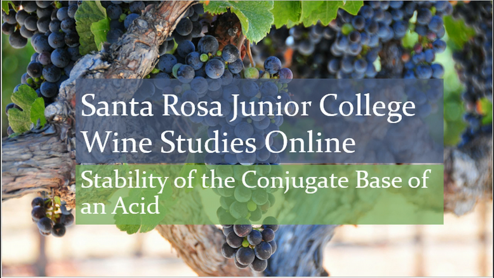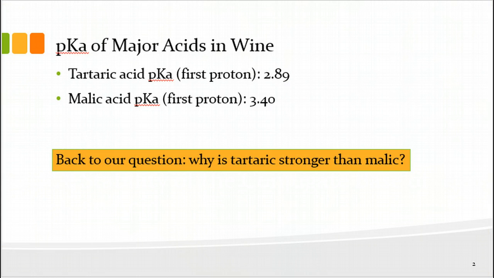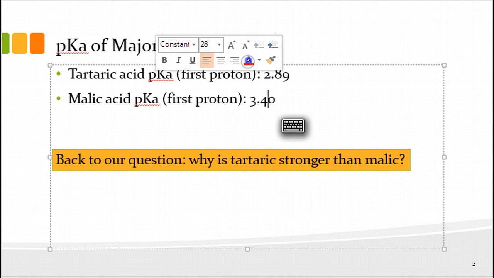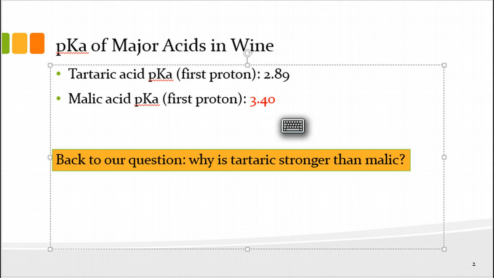Today we're talking about the stability of the conjugate base of an acid. Or in other words, why is tartaric acid a stronger acid than malic acid? So let's go back to where we were in class when we talked about the fact that tartaric acid has a lower pKa than malic acid. Tartaric acid, 2.89, and malic acid, 3.40.